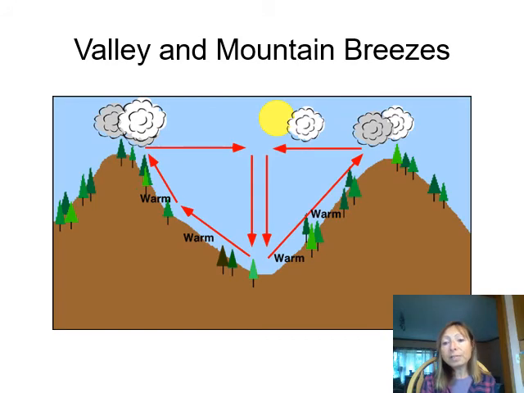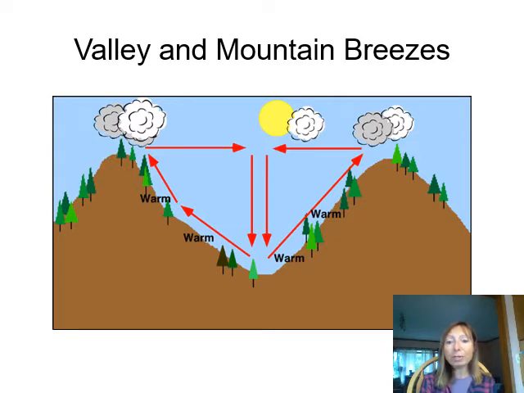A somewhat similar mechanism can also be observed due to the differences in the temperature and pressure between the valley and the tops of the mountains. In the mountainous areas, this is where we would see the valley and mountain breeze. Again, it's a similar mechanism.